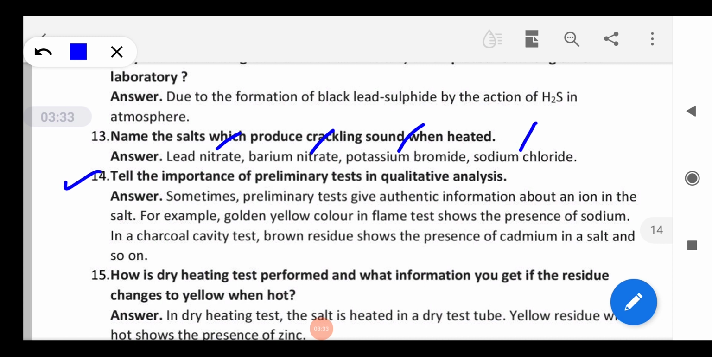Tell the importance of preliminary test in qualitative analysis. We know that it does not give authentic information, but sometimes, for example in flame test, if golden yellow color comes, it means sodium is confirmed, and similarly if grassy green color comes, it means barium is confirmed. If crimson red color comes, it means strontium is confirmed. If brick red comes, it means calcium is confirmed. Similarly in charcoal cavity test, if a brown residue comes, it means cadmium salt is present. So preliminary test also has its significance.